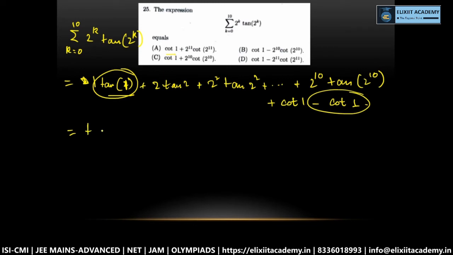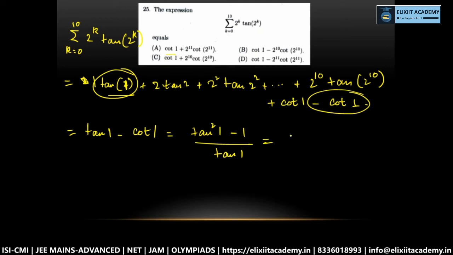Let's see, tan 1 minus cot 1. What is tan 1 minus cot 1? Cot 1 is the same as 1 upon tan 1. So that's tan square 1 minus 1 divided by tan 1. That's what we're getting: tan square 1 minus 1 divided by tan 1.